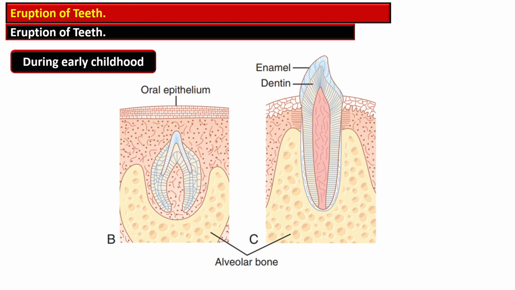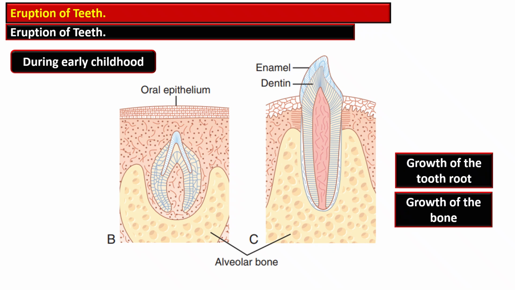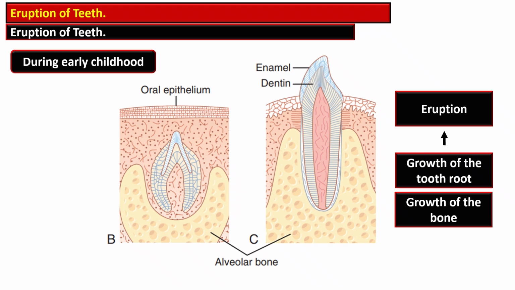So eruption of the tooth occurs during early childhood, and teeth move outward from the jawbone through oral epithelium into the mouth, and the exact mechanism of this process is unknown, but multiple theories exist. The most likely explanation is the growth of the tooth root and the growth of the bone beneath the tooth. They exert upward pressure that will progressively push the tooth forward into the oral cavity.